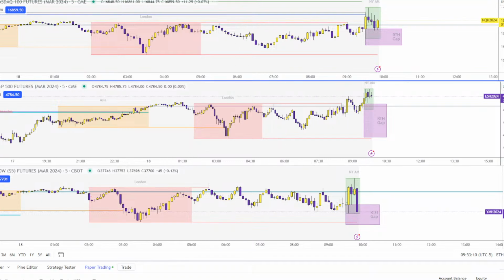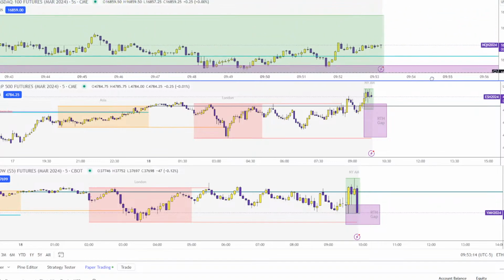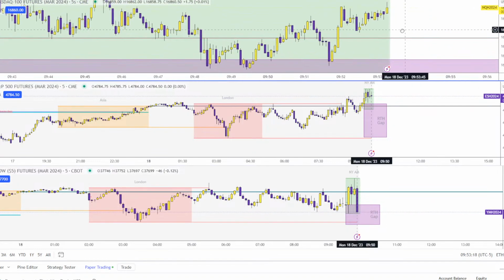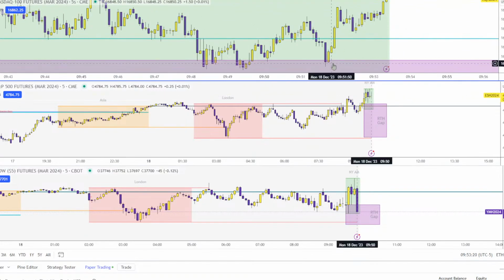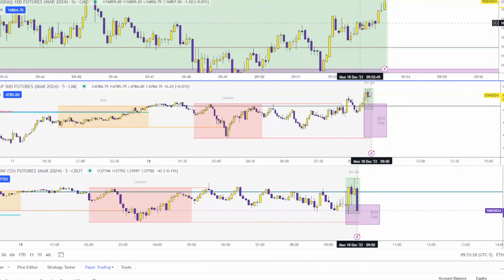What's the 5-second chart look like? Consolidation. Order block. The 5 seconds not in your favor.